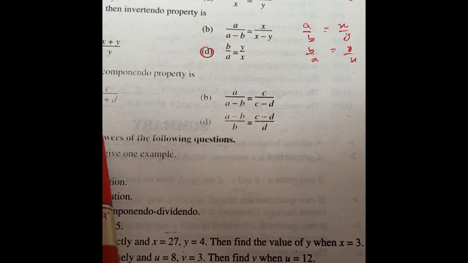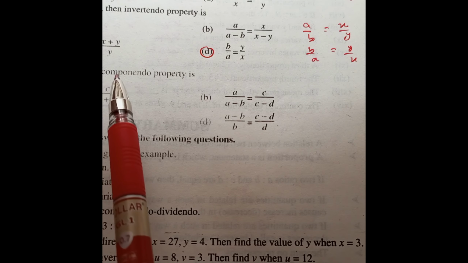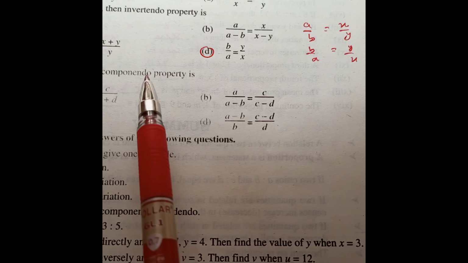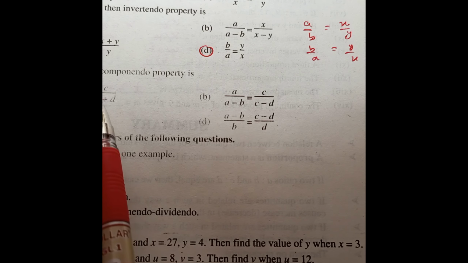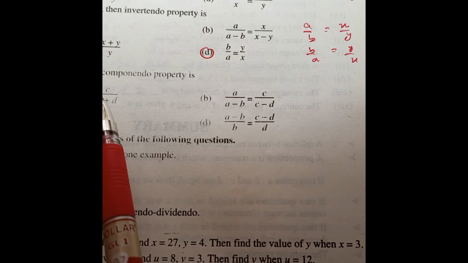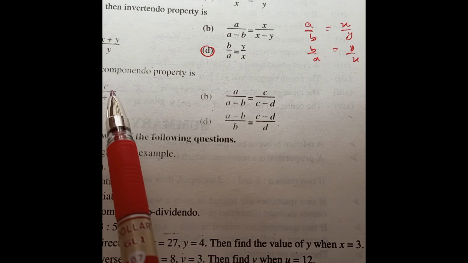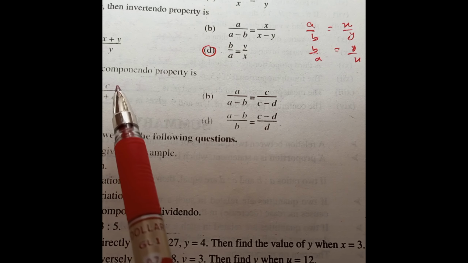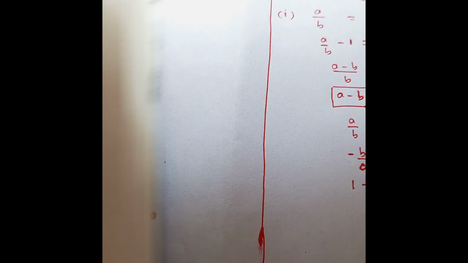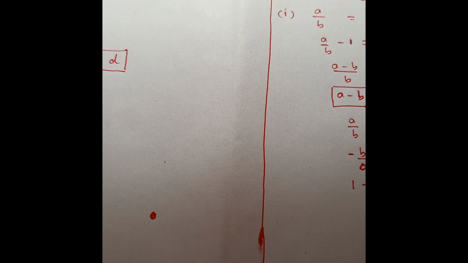Last, if A by B is equal to C by D, then componendo property is, student, we have to do something special with this, because it is not going to be the easier one. So come to the page.